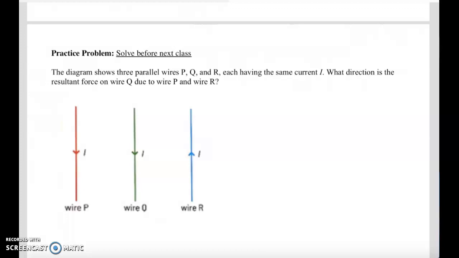I'm noticing that P is downwards, and I know that any current carrying wire is going to create a magnetic field. So I'm going to point my thumb downwards and use the curl right-hand rule, curling my fingers around P to find out that this magnetic field that's created from P is into the page on the left and out of the page on the right.